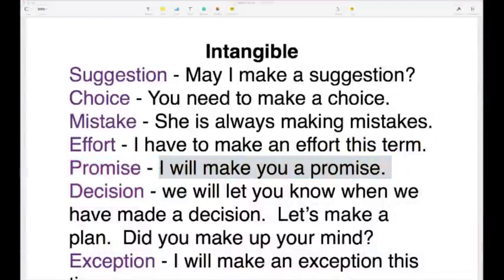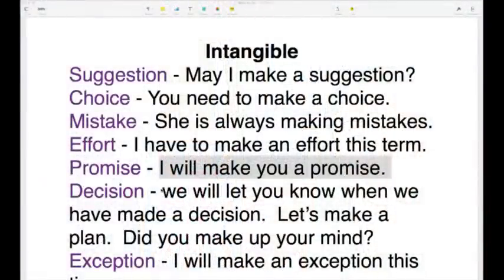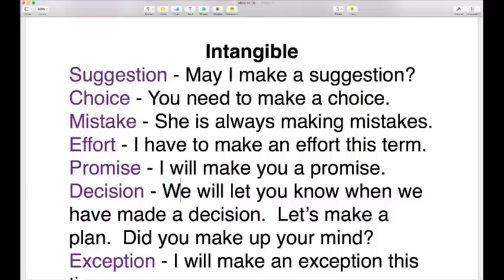If someone broke their promise, you could say, I don't understand, but he made a promise. He made a promise not to cheat on me. He made a promise to always be loyal. She made the promise to look after my cat, and then she didn't. So you make a promise. You can also make a decision. You might hear this: we will let you know when we have made a decision. So if you've gone for a job interview, for example, and you might say to them at the end, how long until I find out the result of this interview? And they would say, oh, well, we'll let you know when we've made a decision.